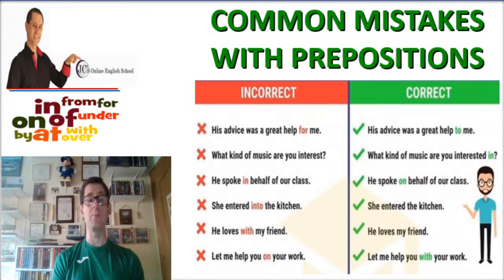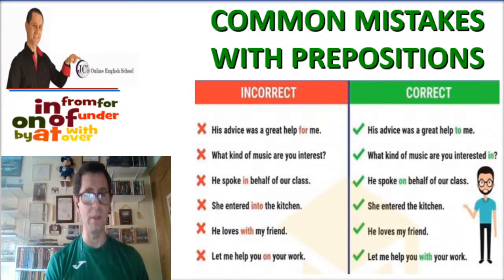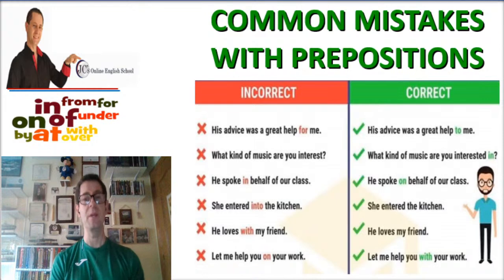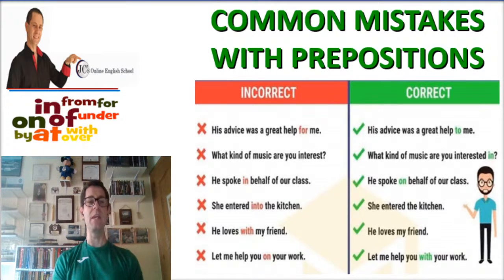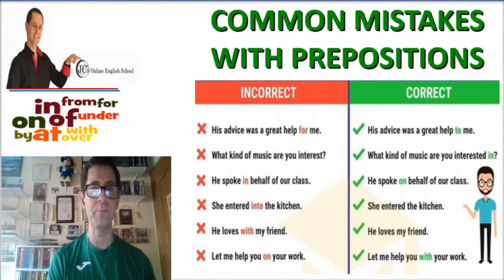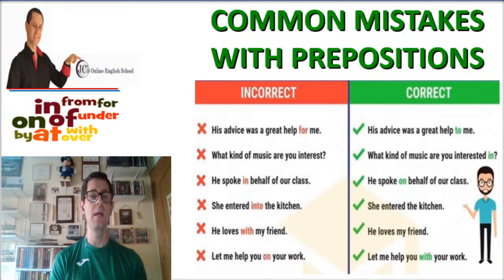Common mistakes with prepositions. Prepositions are hard sometimes. They're quite difficult most of the time because in Spanish, for instance, they are not used exactly the same way as in English. So let's read the incorrect and the correct one. On the left column, we have the incorrect version, and on the right column, we have the correct sentence. Okay. So his advice was a great help for me.